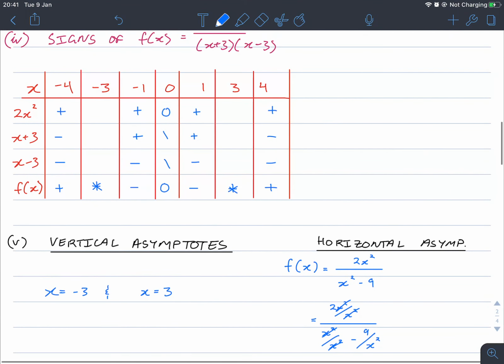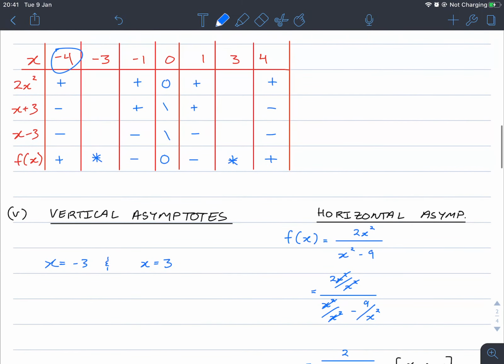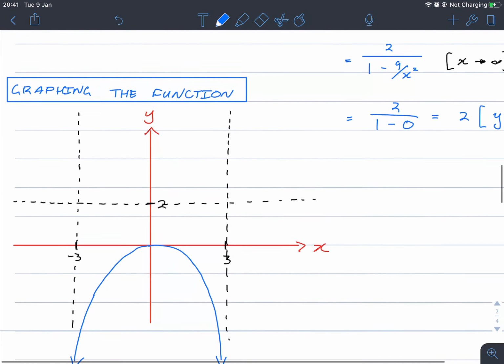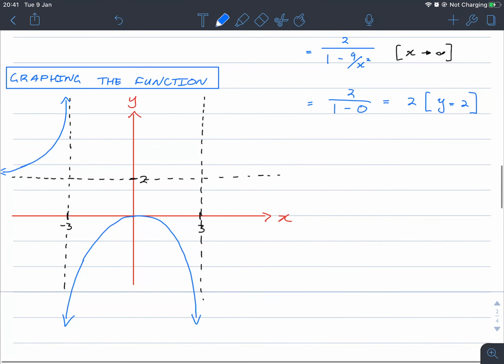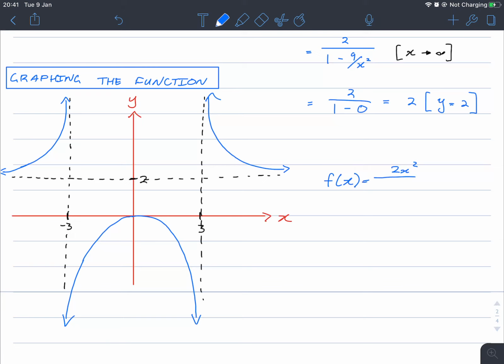And now lastly, if you haven't seen these before, as y approaches infinity, the x value approaches the asymptote like so, and the horizontal asymptote does similarly like so. And this is mirrored on the other side like so. Here's our graph of f of x equals 2x squared all over x squared minus 9.